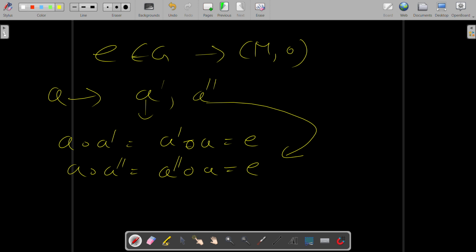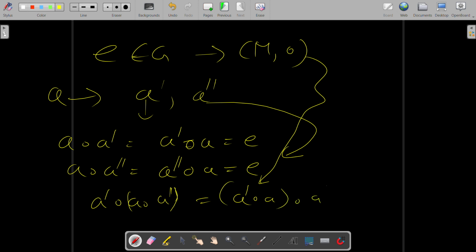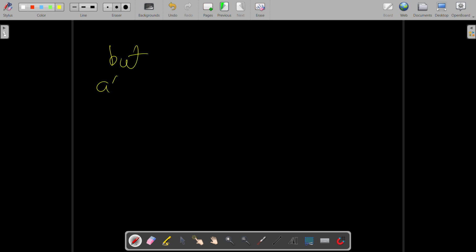Now if we write them like this, A dash not A double dash, we can write this by the associative property. Since our monoid satisfies the associative property, we can write this composition like this: A dash not A dash, since not is associative. But again we have A dash not A dash is equal to A dash.